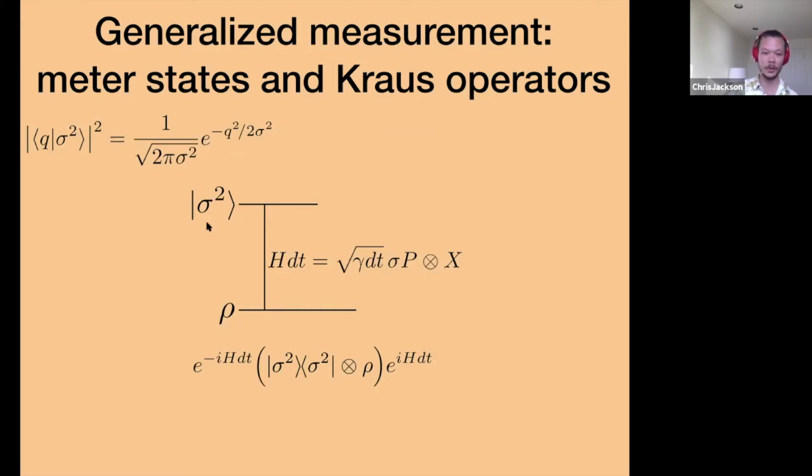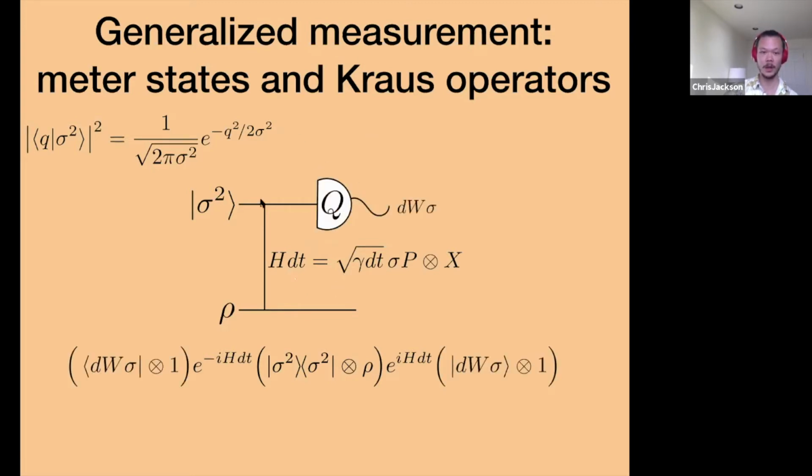So I'm going to couple the meter state to the original Hilbert space of interest according to this Hamiltonian for the time I do, and do a measurement on the meter state after the interaction in the same basis that these Q's are eigenstates of. Okay, I'm going to call that outcome dW sigma, with dW being a Wiener increment when dt is small. All right.